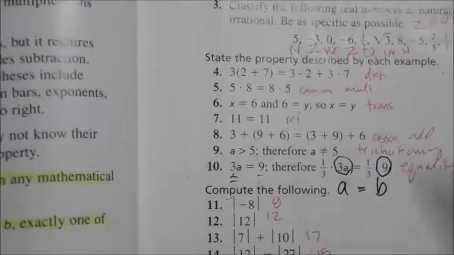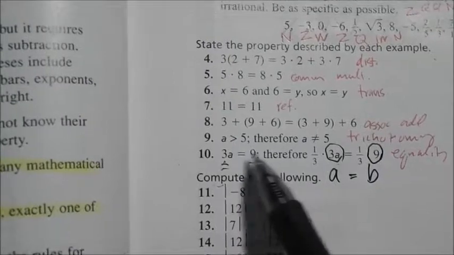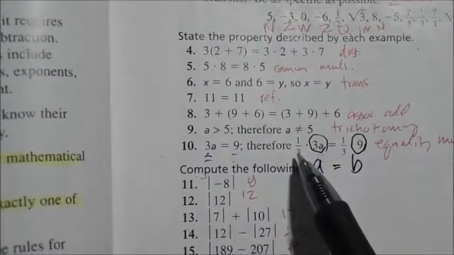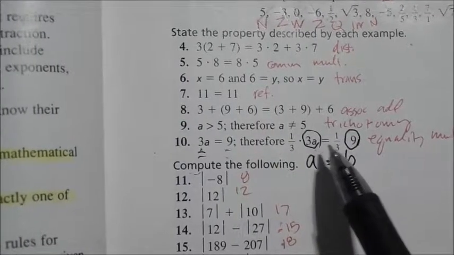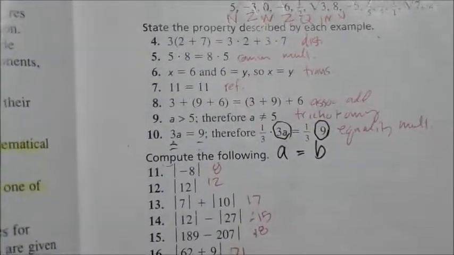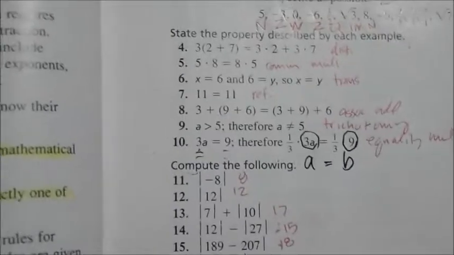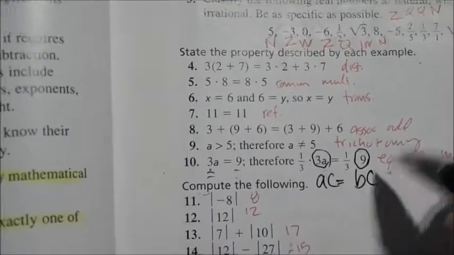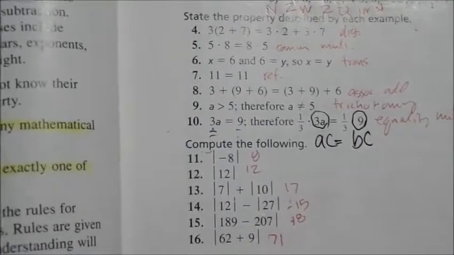And what we did is we took these two things and we multiplied both sides by 1/3. There they are originally, but you can see there's a 1/3 in front of it and a 1/3 in front of it. When you do that, you're doing the equality property of multiplication. So it went from A equals B to AC equals BC.